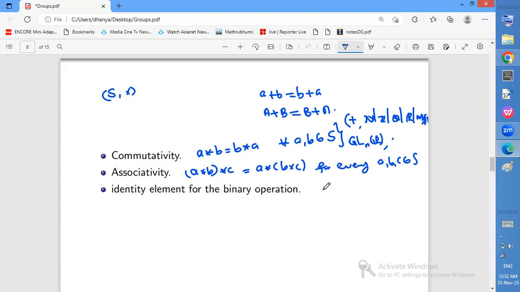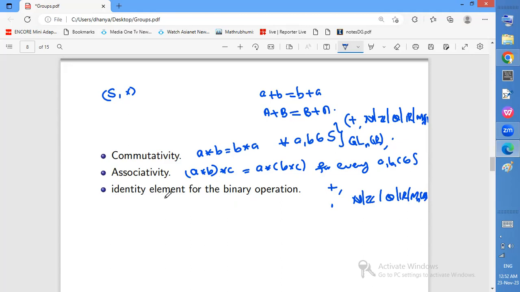What are the examples? I can take the same example. Addition on any of these sets is again associative, because we already know that. Similarly, you can take multiplication on any of the sets N, Z, Q, R, and M_n(R). This will be an associative binary operation, because we already know that matrix multiplication is associative. Similarly, multiplication of numbers is associative, etc.